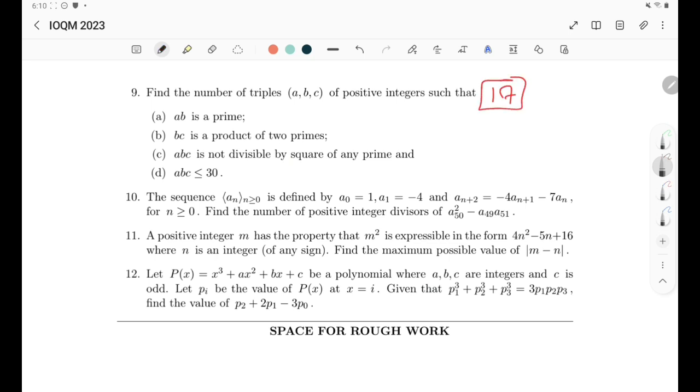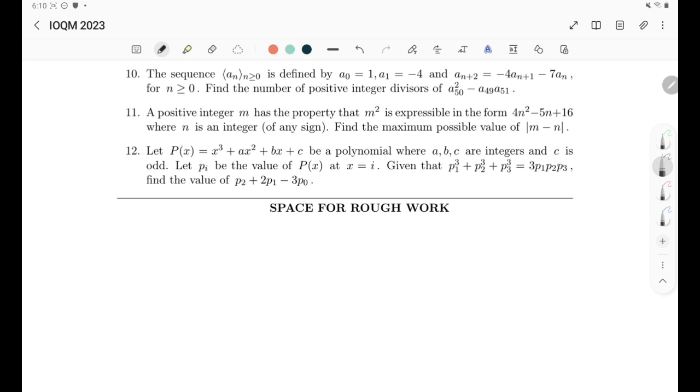Next, we've got a sequence question. So we're given that A0 is 1, A1 is -4, and we've got a recursion. And find the number of positive integer divisors of this number, A50 square minus A49 times A51.